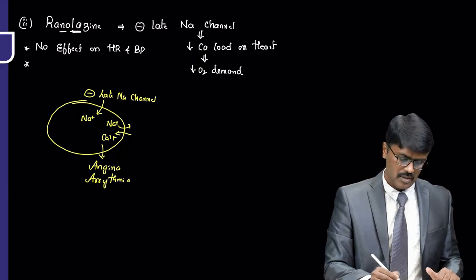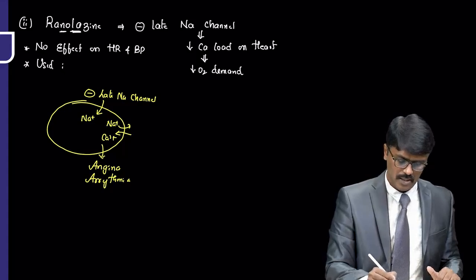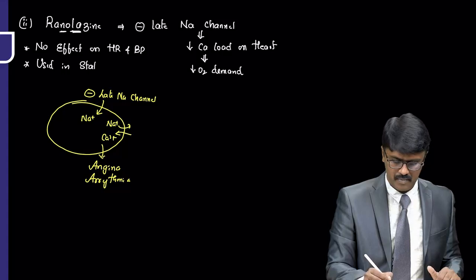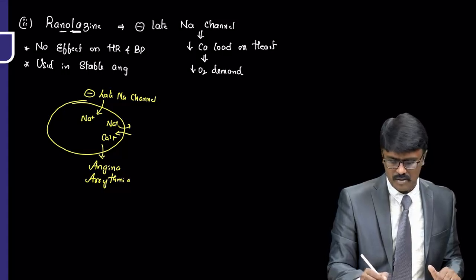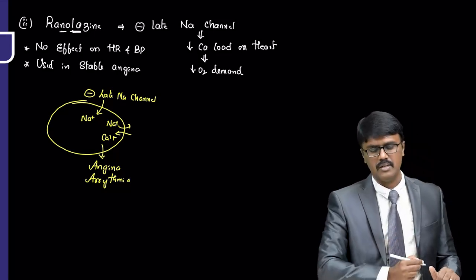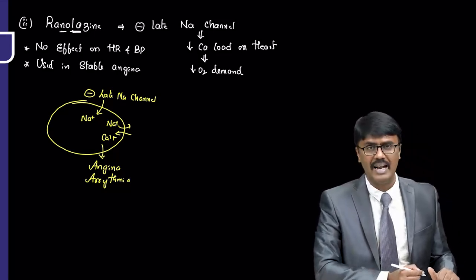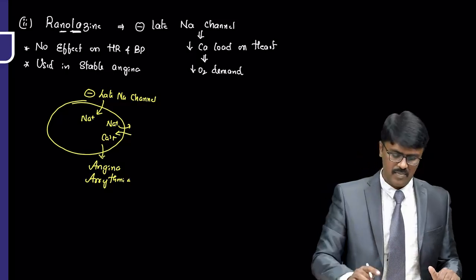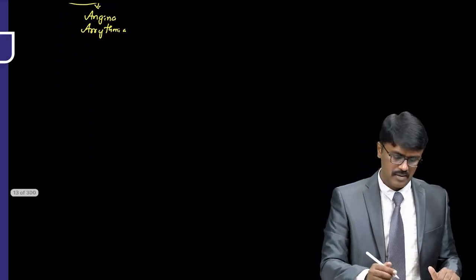Now where to use it? It is used in stable angina, because in this the problem is the demand, so it decreases oxygen demand. The name is ranolazine. Moving on to the third newer drug.